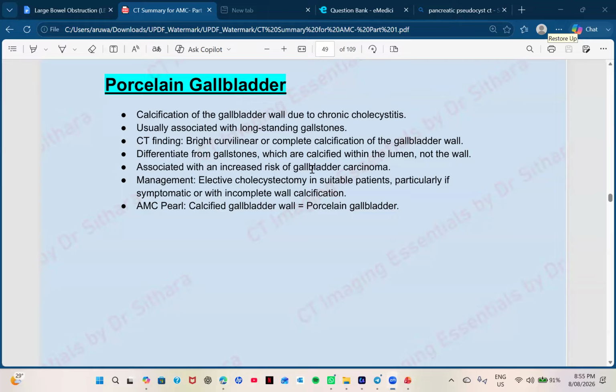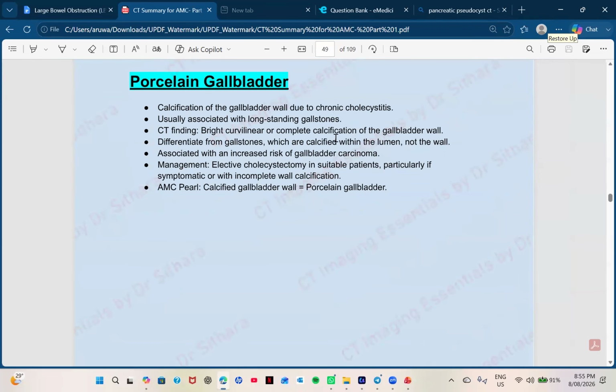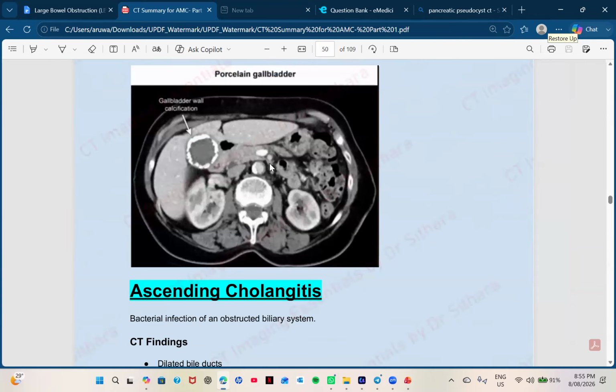What do you know about porcelain gallbladder, doctors? Porcelain gallbladder is a calcification of the gallbladder due to chronic cholecystitis, right? Usually associated with long-standing gallstones, right? CT findings, you can see bright, curvilinear, or complete calcification of the gallbladder wall. This is an easy thing, and very easily understood here in the gallbladder. Can you see the porcelain gallbladder, the calcified rim, right? Calcified rim.